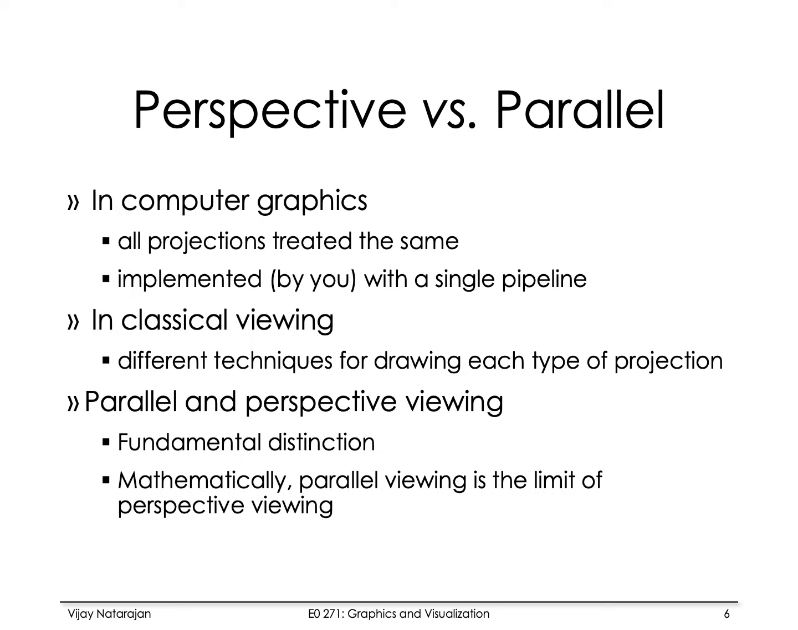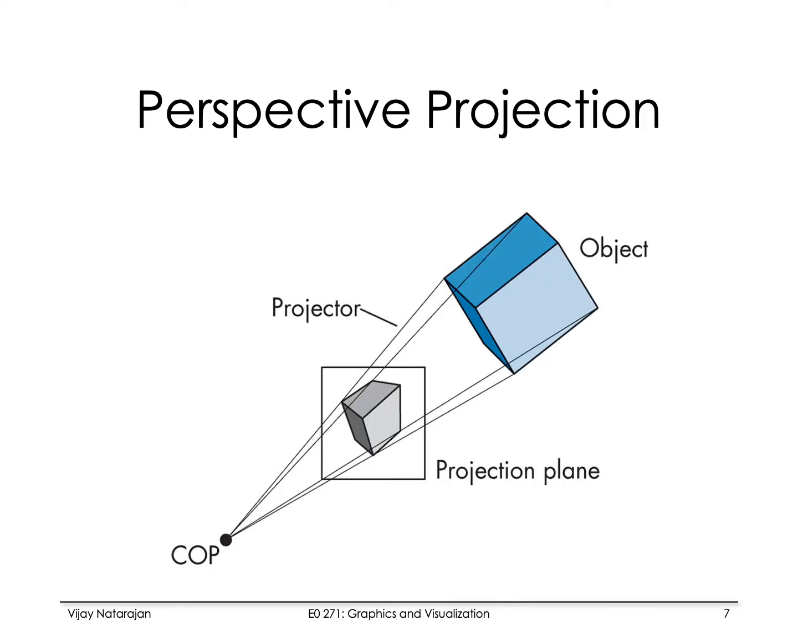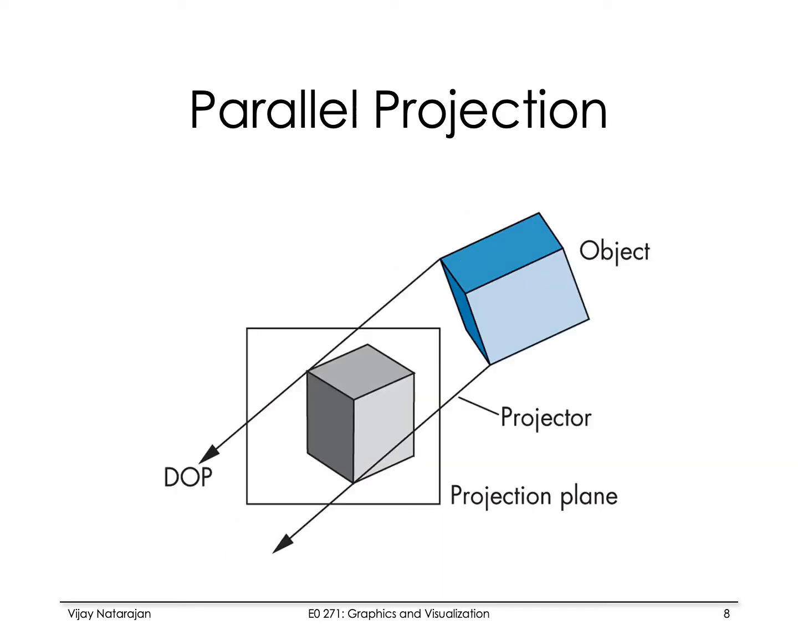Let's look at these two for a bit. Perspective projection is what we have seen when we talked about image formation. So this is where we have a COP, the center of projection, and we have projectors. These are the lines from the object that form the image on the projection plane. A parallel projection is merely one where the center of projection goes to infinity. And so what we are left with is a direction of projection, DOP. So essentially one can think of parallel projection as a special case of perspective projection.